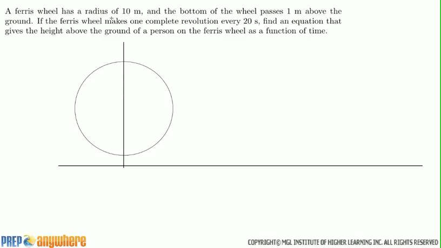So we have a Ferris wheel. The radius is 10. What I'm doing here is, the bottom line is the ground. And it's 1 meter above. So this height right here, from here to here, is 1 meter.